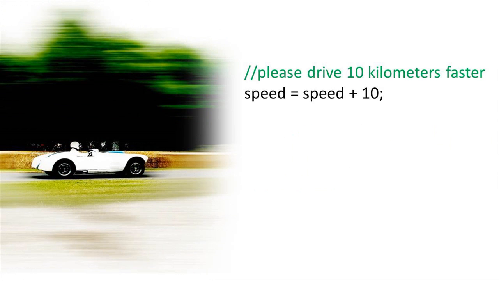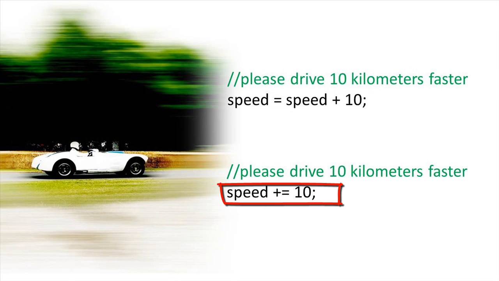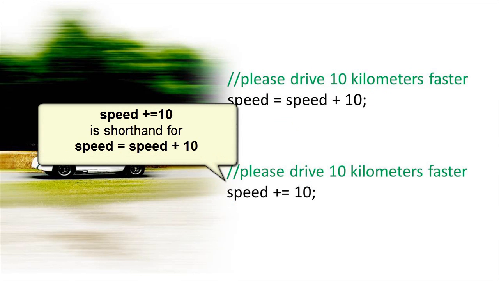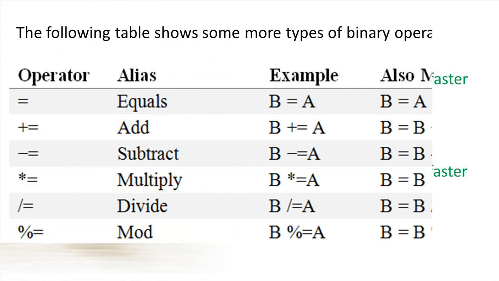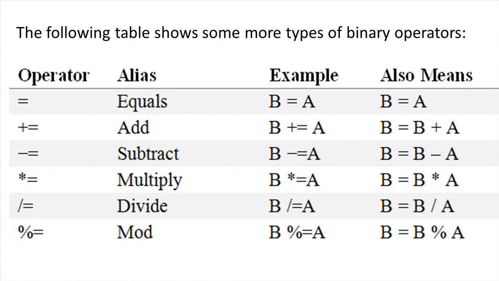If someone told you to please drive 10 kilometers faster than you are now, then they want you to assign a new value to your current driving speed. That formula in C# would look like this. Now, there's another way to increment a variable value by 10. Use this second expression. Both expressions do the same thing. It's just the second expression is a shorthand for that same binary operator where you're adding a number to the original number. The following table shows more types of binary operators and their corresponding shorthand.